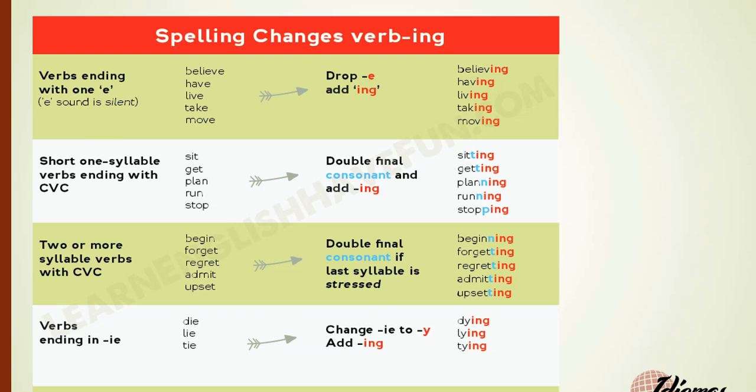And the final rule that you need to remember is when you have a verb and this verb ends in I and E. In this case, those letters must be replaced by Y and then you add ing. For example, die, dying, lie, lying, tie, tying.